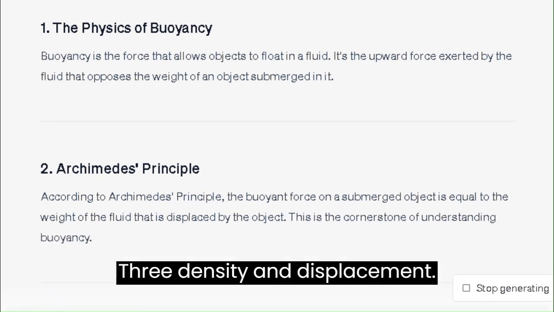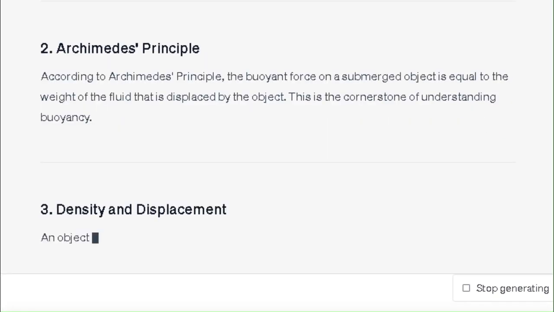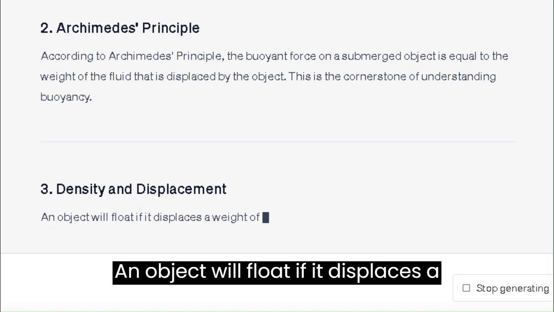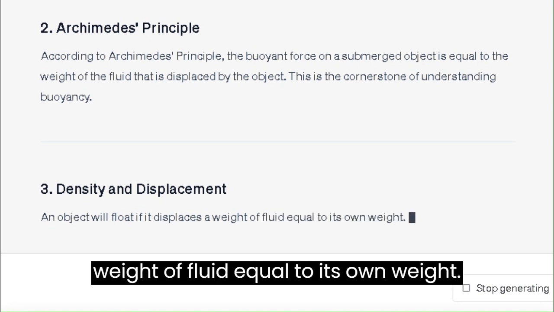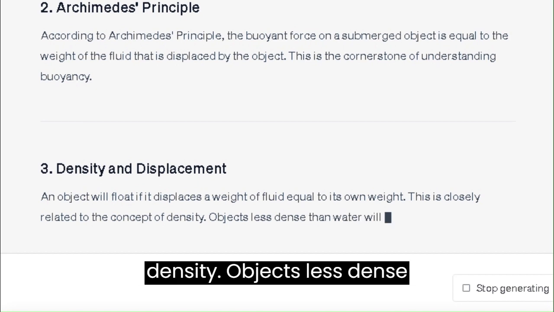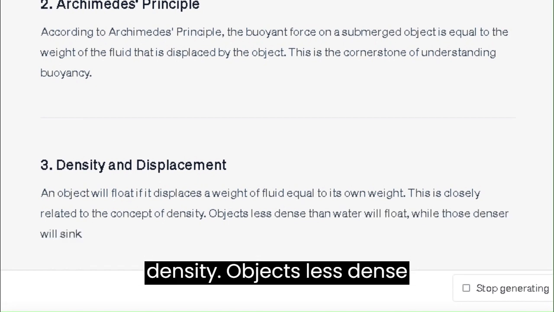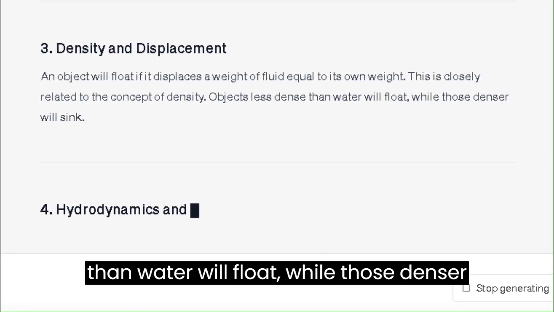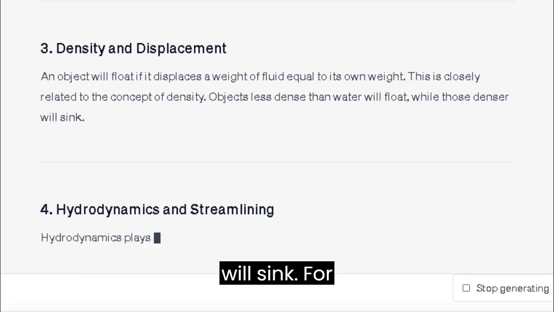3. Density and displacement. An object will float if it displaces a weight of fluid equal to its own weight. This is closely related to the concept of density. Objects less dense than water will float, while those denser will sink.